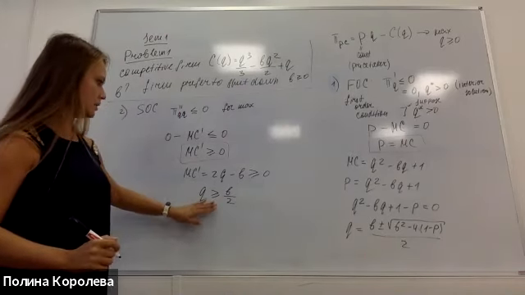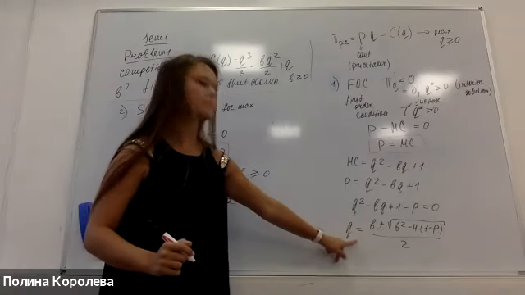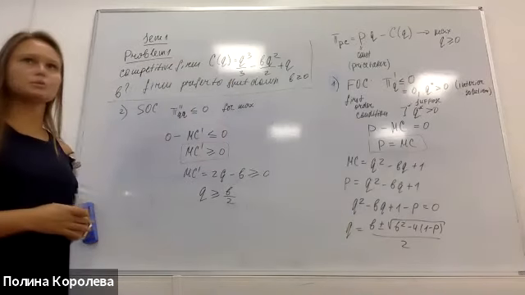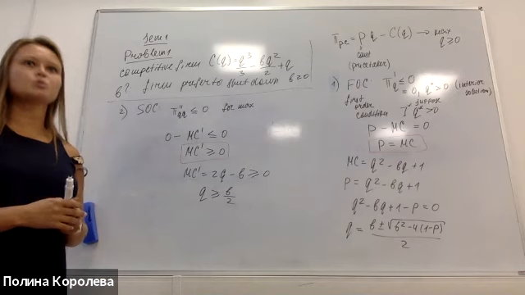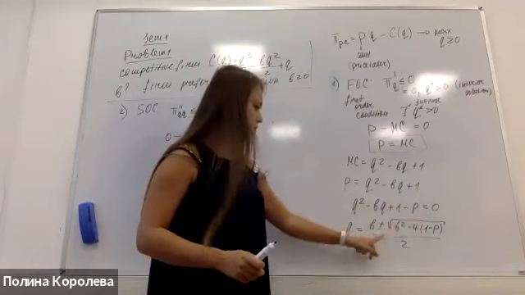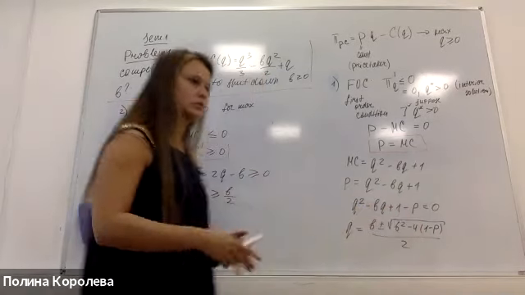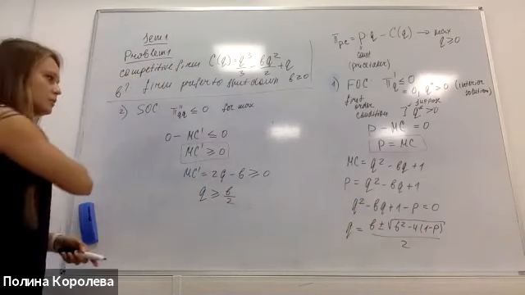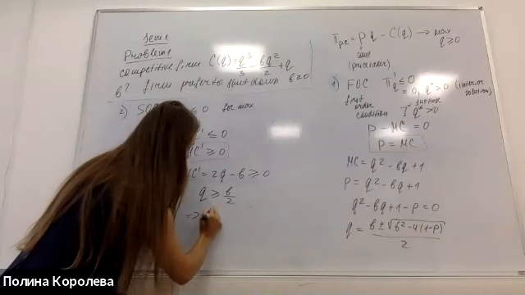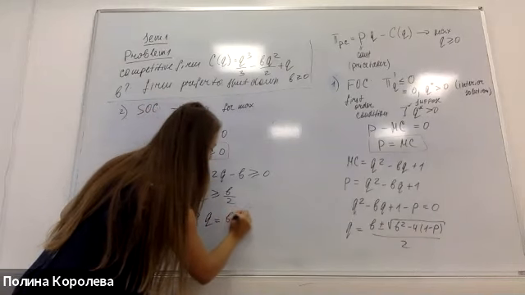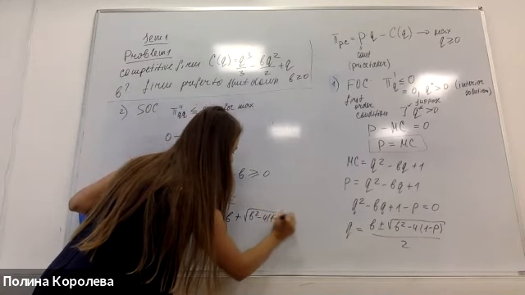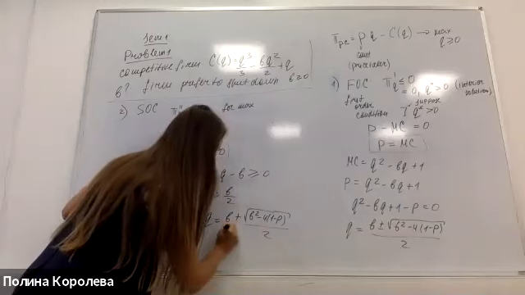And let's look at our roots. What root will we choose? With plus or with minus? With plus. You see, b divided by 2 plus something positive or minus something positive. So we take only the root with plus. q should be equal to b plus the square root of b square minus 4 times 1 minus p, divided by 2.